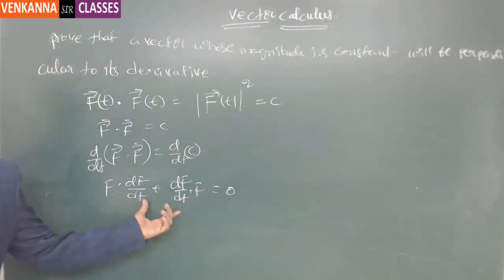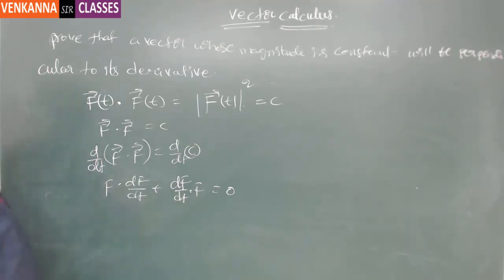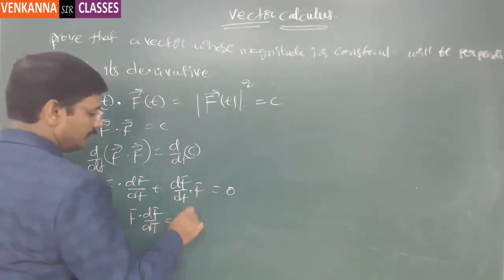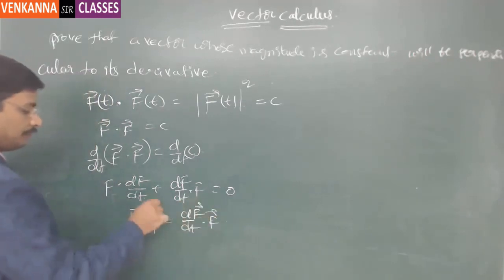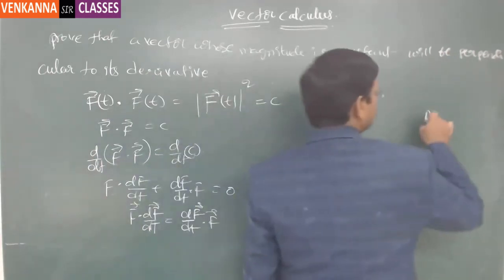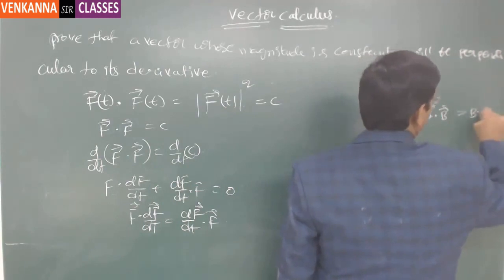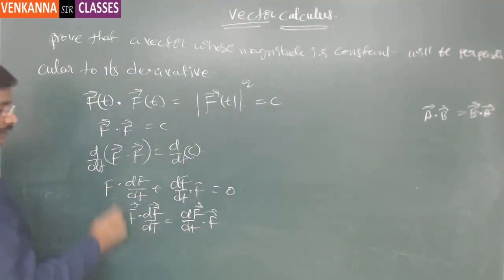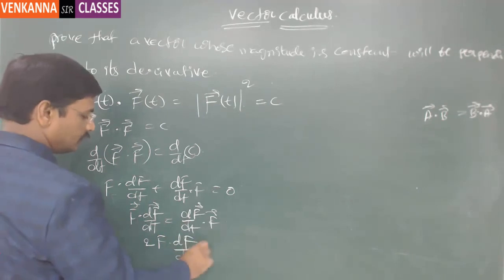Now in the case of the scalar product, if the order is interchanged, the magnitude is not going to be impacted. Hence f dot df by dt is equal to df by dt dot f. So both are one and the same. Even if you change the order, it won't make any difference in the case of scalar product, because a dot b is equal to b dot a, unlike the vector product. So from this principle, you can interchange this. Hence this can be written as 2 times f dot df by dt is equal to 0.